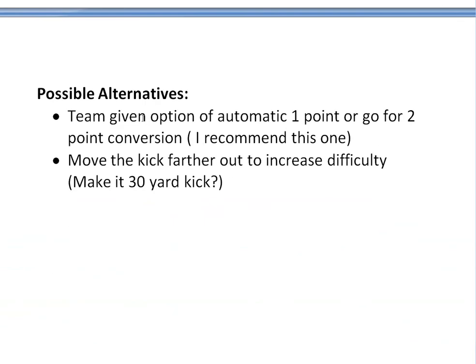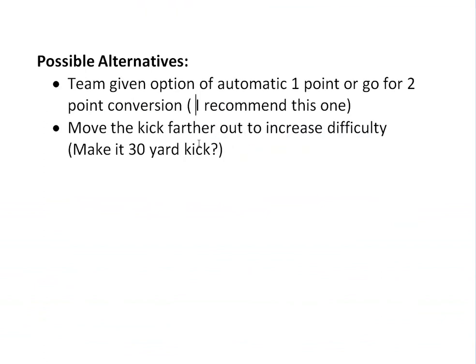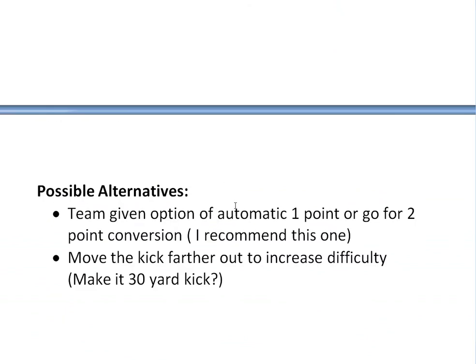And also some possible alternatives to the kick would be basically a team given the option of an automatic 1 point or go for a 2-point conversion. I recommend this play. It doesn't change much, it's the same thing, but you're given an automatic 1 point instead of actually going for the kick. Or basically move the kick farther out to increase difficulty, maybe a 30-yard kick so the wind influences it or other stuff.